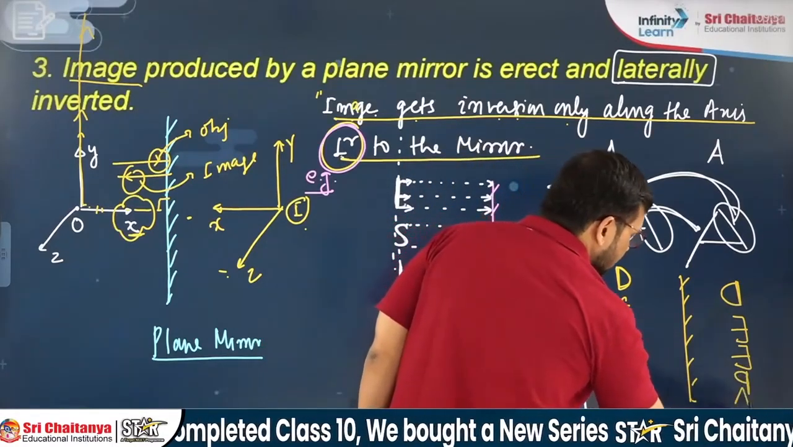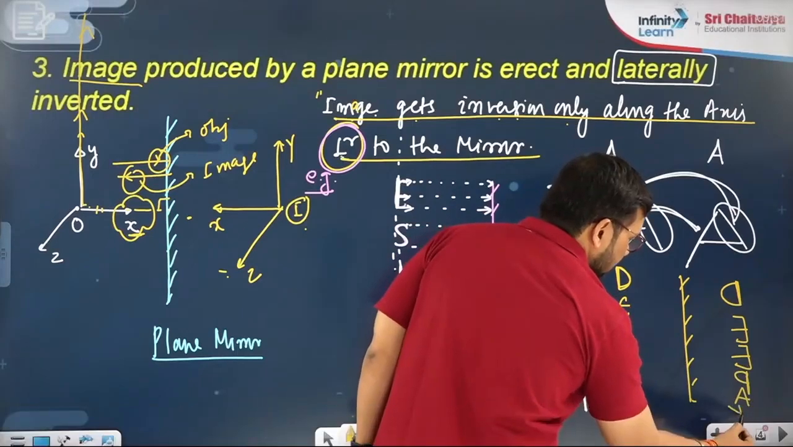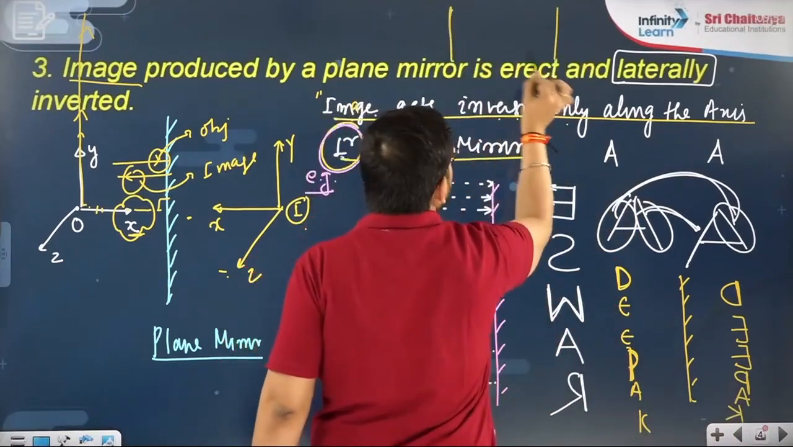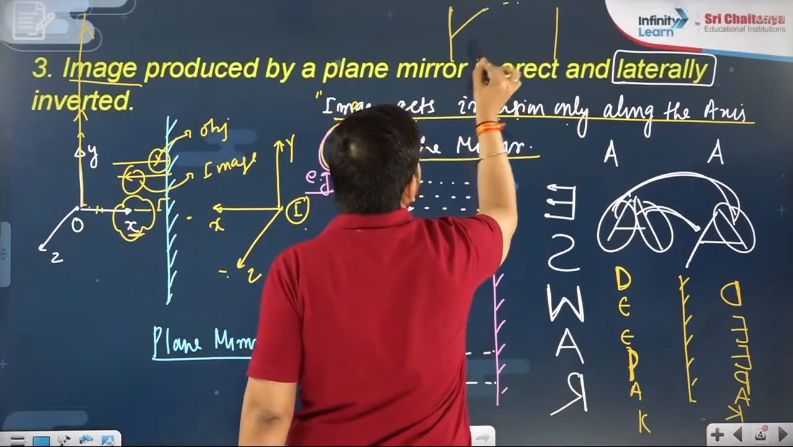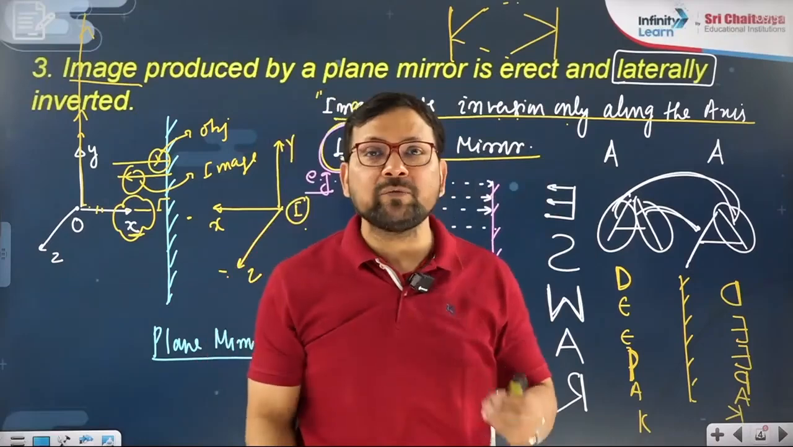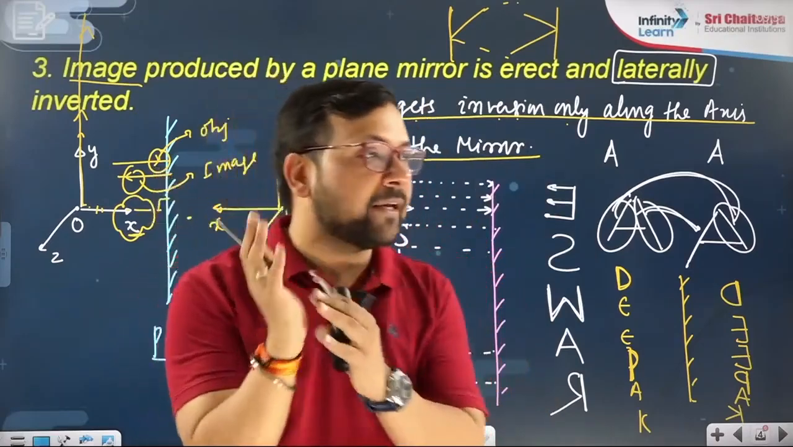Here is A and then here is K. K also, see. In K, this line will remain as it is, but this one is striking the mirror, so that will be inverted. So only those lines will be inverted which are striking the mirror perpendicularly.